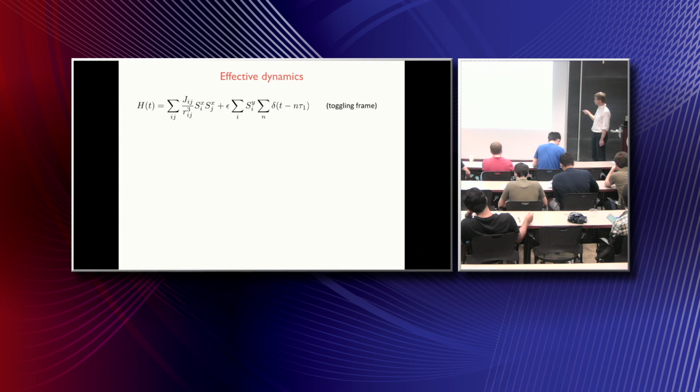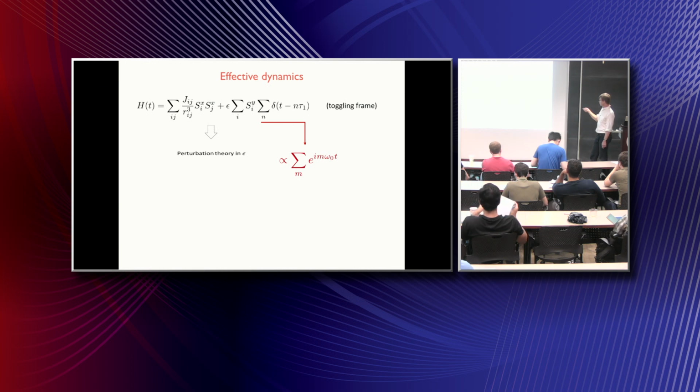But of course, our pulses are not perfect. This epsilon is the pulse imperfection, an under-rotation or over-rotation. I will describe this imperfection in the toggling frame as this term, a rotation along the y-axis, times, to remember that this is a pulsed thing, this sequence of delta functions. To analyze this Hamiltonian, I will do perturbation theory in epsilon, and I will Fourier transform this sequence of delta functions into Fourier space.